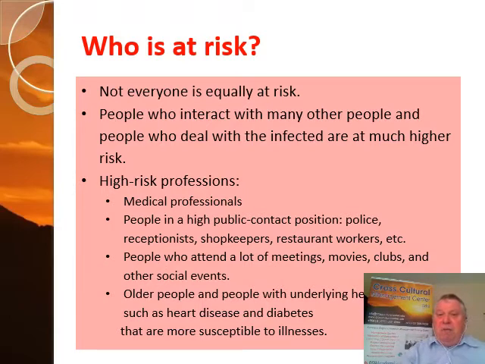Now, other people are at more risk because the severity is higher. So, for example, older people and people with underlying health conditions such as heart disease or diabetes, for them this disease is much more dangerous. They are much more susceptible to illnesses, and they are much more likely to die, right? So we have to look at people who are at higher risk because of the higher possibility of transmission, so people with a lot of public contact, or, remember, the other side of risk is severity, right? For some people, the disease will be more severe.